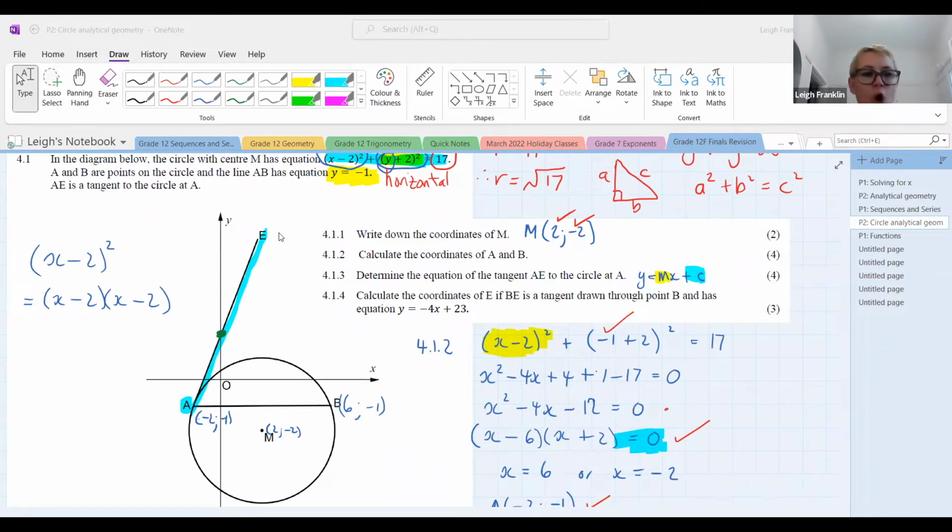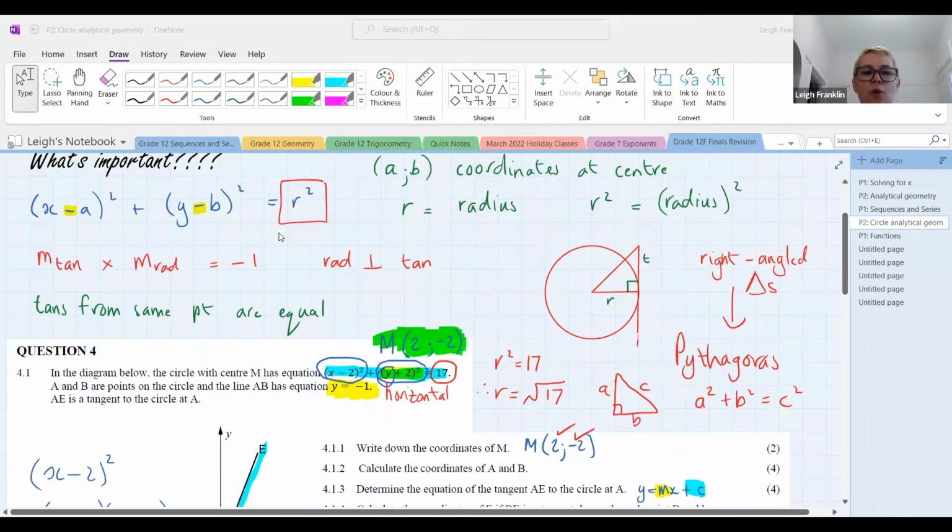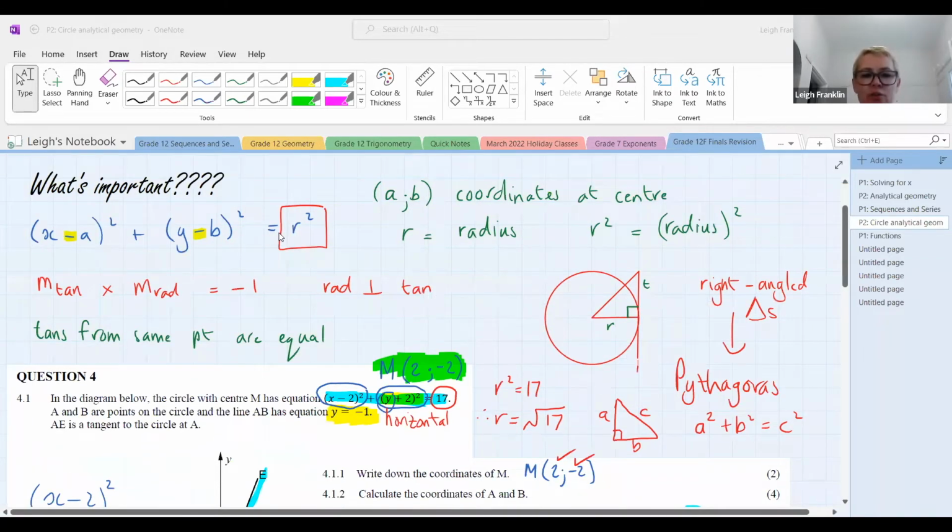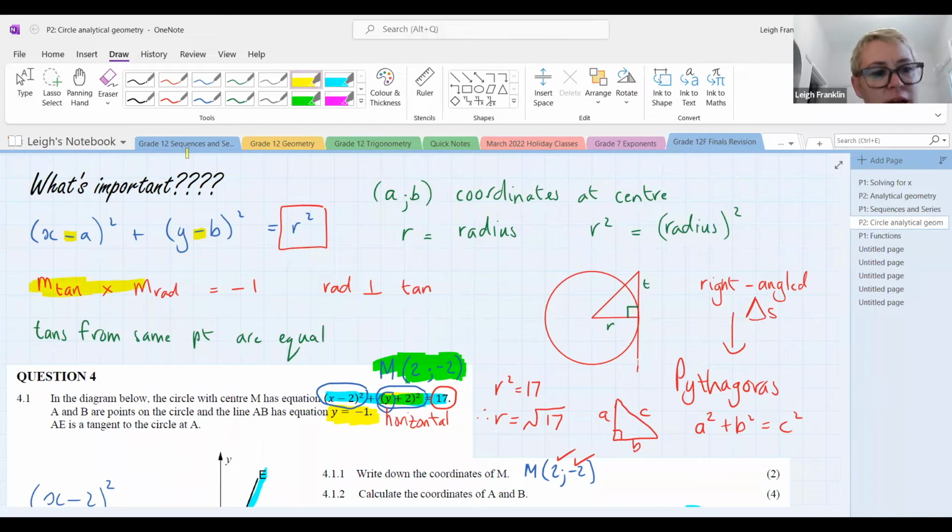So that's why I was trying to say to you, what other ways do we know how to calculate the gradient of a line? And this is exactly it, which Diana has just pointed out. Remember, the gradient of the tangent times the gradient of the radius is equal to -1. Never, ever, ever forget about that.